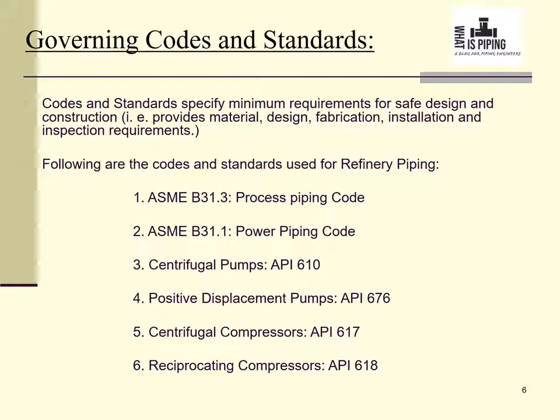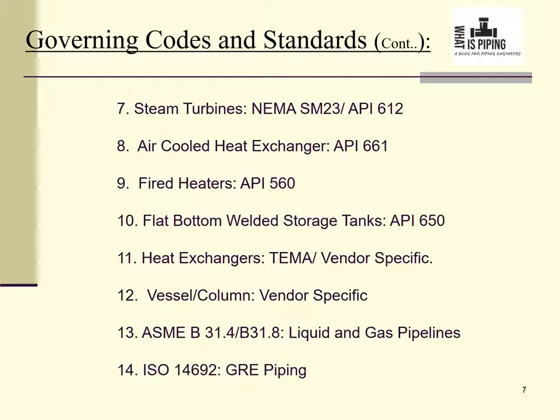API 610 for centrifugal pumps. We get equipment nozzle allowable loads from this code or this standard. Then positive displacement pumps are designed based on API 676. Centrifugal compressors are designed as per API 617. Reciprocating compressors by API 618. Steam turbines by NEMA SM23 or API 612.